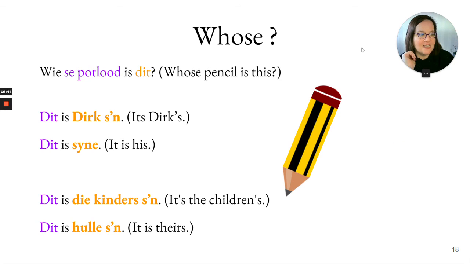And this is a nice, good sentence to learn. Wiese, so you'd have your wiese, and you'll have your noun in the middle, then is dit. Wiese potlood is dit. This potlood can be exchanged with anything. And if you don't know the Afrikaans word, add the English here. Wiese water bottle is dit. Wiese tweezers is dit. Dit is Dirk se, it's Dirk's. Dit is syne, it's his. Dit is die kinders se, it's the children's. Dit is hulle sin, it's theirs.